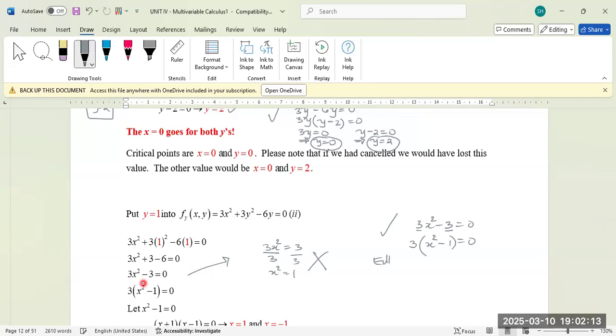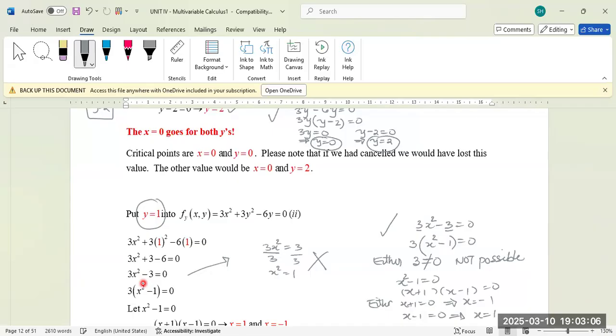So either 3 is equal to 0, which is not possible, 3 can't be equal to 0. So all I'm going to have now is x squared minus 1 equals 0. We know this to be the difference of squares: x plus 1 and x minus 1. So either x plus 1 equals 0, which implies x is equal to negative 1, or x minus 1 equals 0, which implies x is equal to 1. So this one value y equals 1 also produces two x values. One of the x values is negative 1, and the other x value is positive 1.